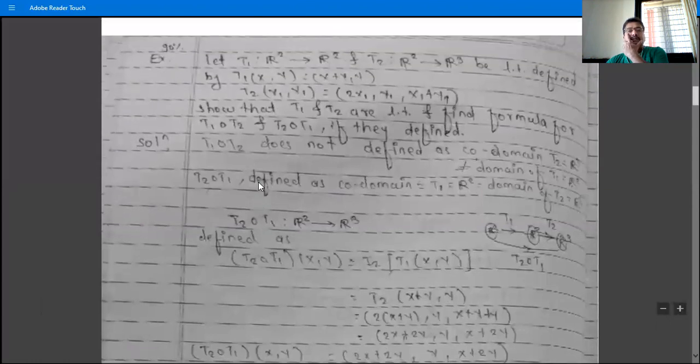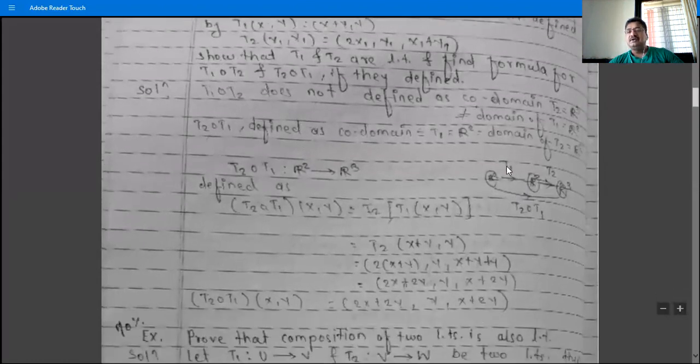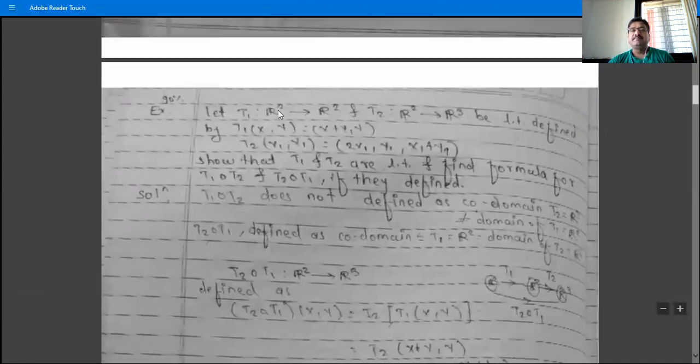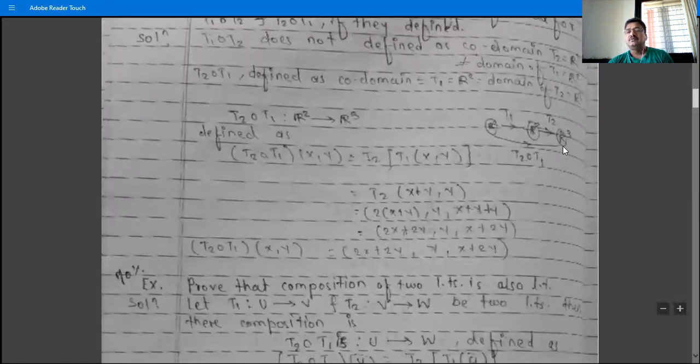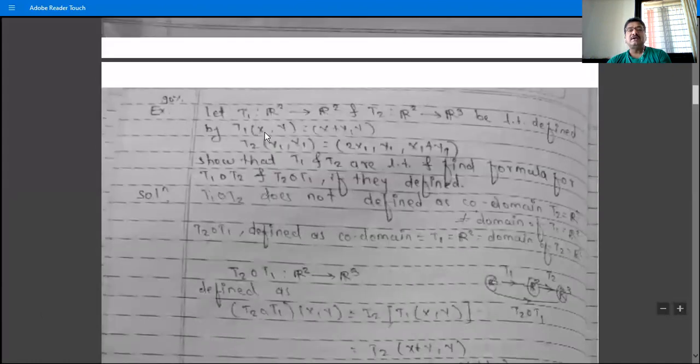So we will find the formula for T2 circle T1, because T2 circle T1 is defined. T1 is a function from R square to R square, and T2 is a function from R square to R cube. T1 is applied first and then T2, but the product is denoted with T2 first and then T1. T2 circle T1 is a function from R square to R cube, and is defined as, so this is the general definition.